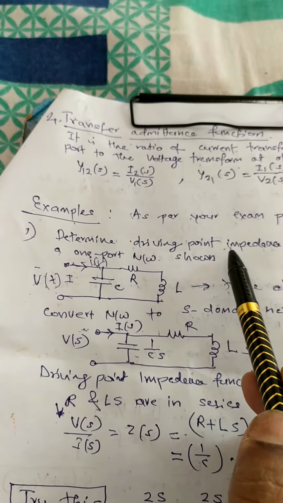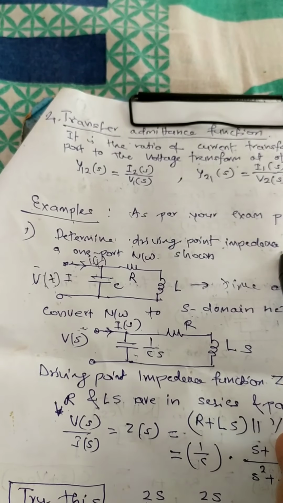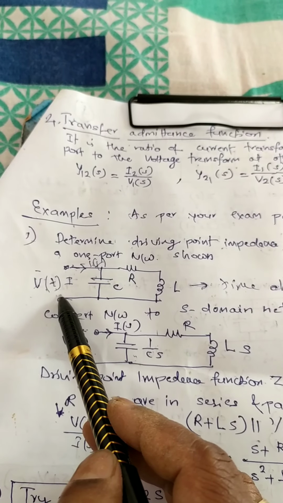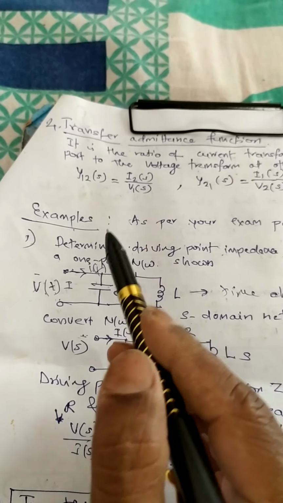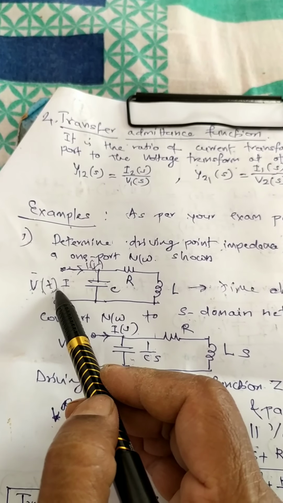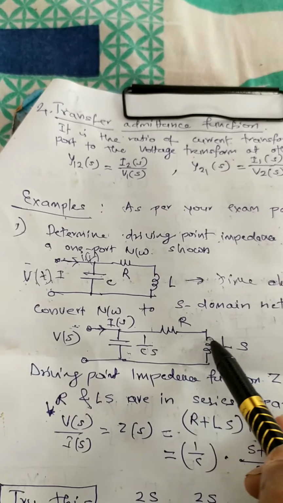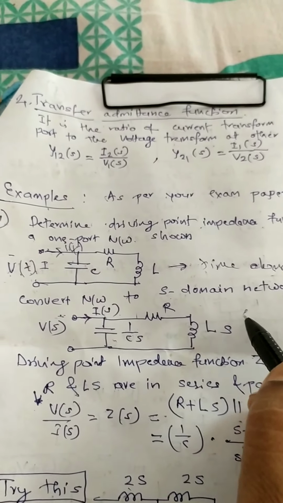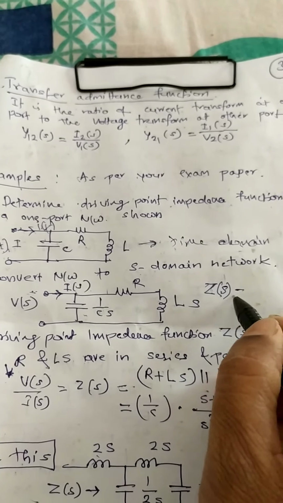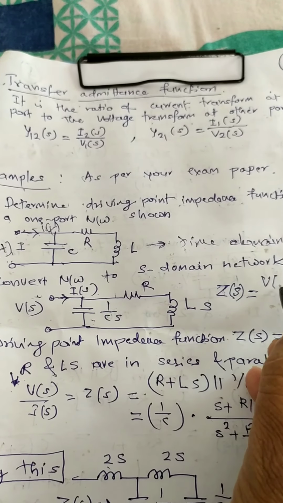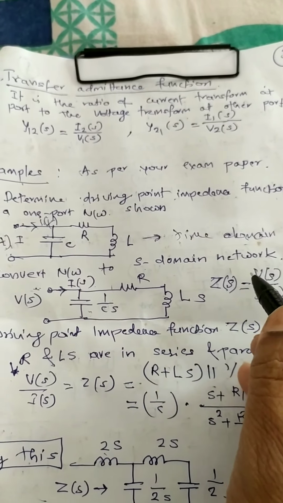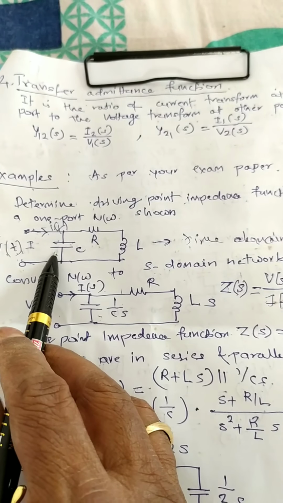The impedance function for one port is V by I. So where is that I? I is here, I of t, V of t, and the driving point impedance function is given by the formula Z of S equal to V of S by I of S. This ratio has to be obtained from this network.